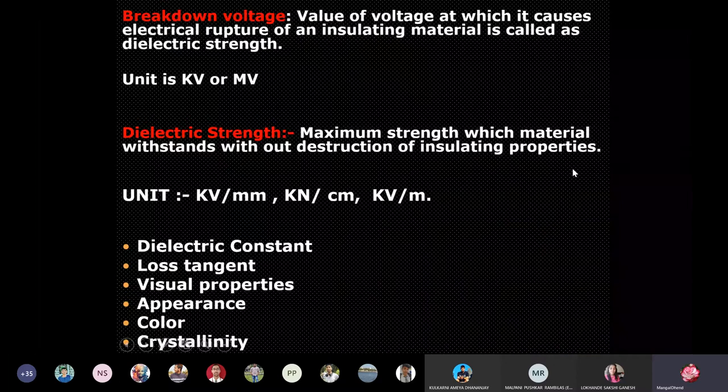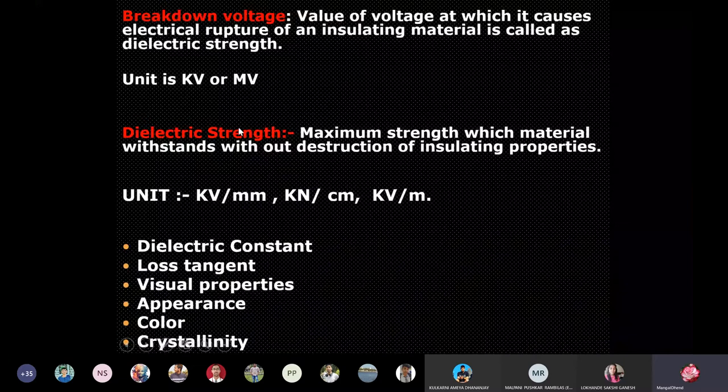Now, confusion is always there about whether the word used is maximum or minimum. Here the maximum word is used. Here you can put it as the minimum voltage at which the material destructs. So confusion is there. You try to remember in your own way. You should not exchange the words maximum and minimum. Now the unit of dielectric strength will be kilovolt per mm.